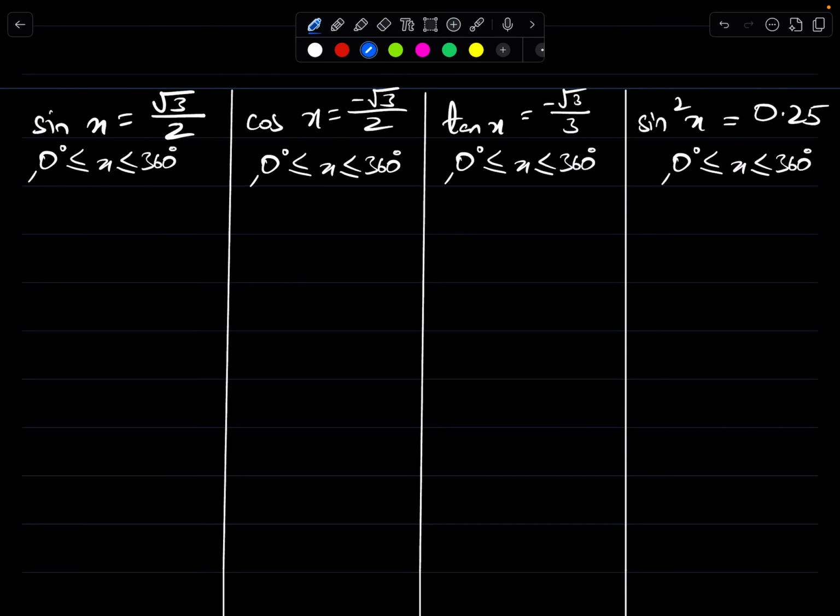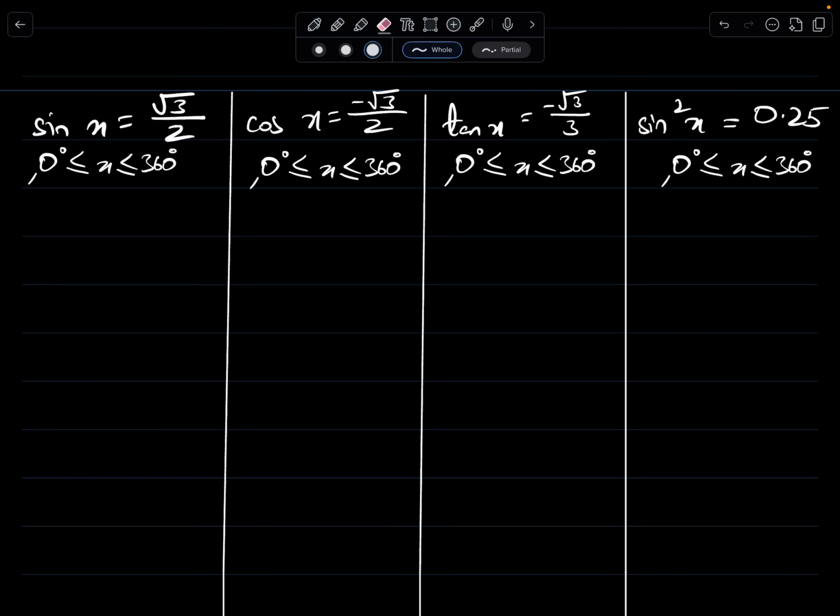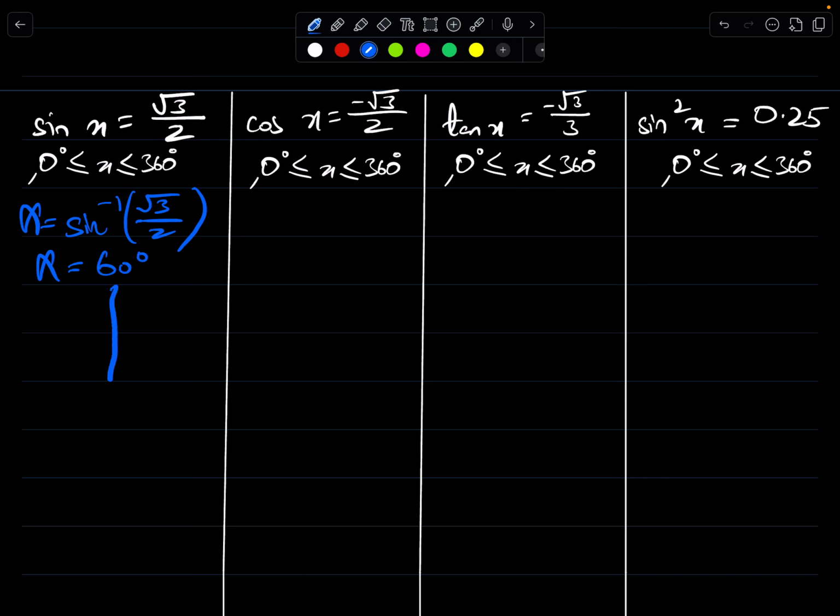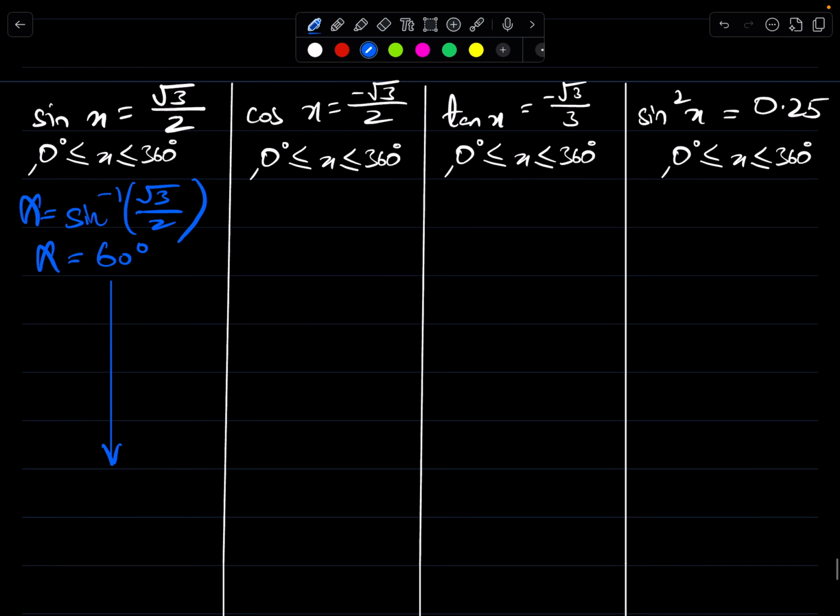So, in this case, sine is positive. We do not need to alter the range. Thus, I start by finding the basic angle. Sine inverse of root 3 over 2. Alpha turns out to be 60 degrees. Then, we will plot the graph. It can be rough, but again, always make it.